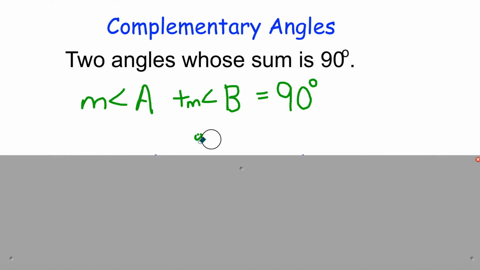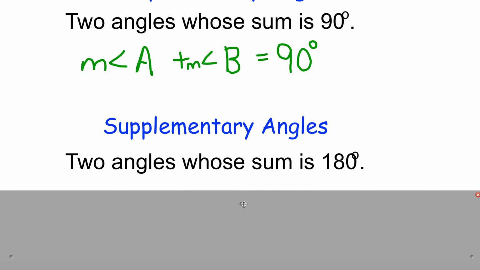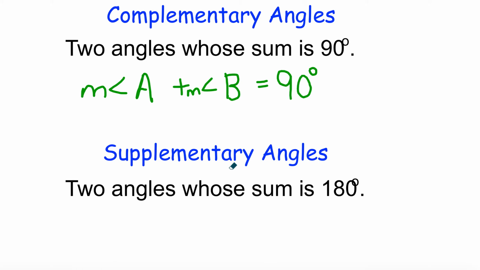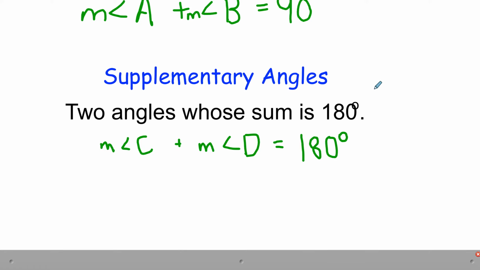In the same way, supplementary angles are two angles whose sum is 180 degrees. So make sure you add both of these to your definition sheet. If you need to pause the video because I'm going too fast to get them down, do it, but I'm just going to keep right on going. So let's say now instead of two angles A and B, I have two angles C and D. And the measure of angle C plus the measure of angle D equals 180, then those two angles, we would call them supplementary.